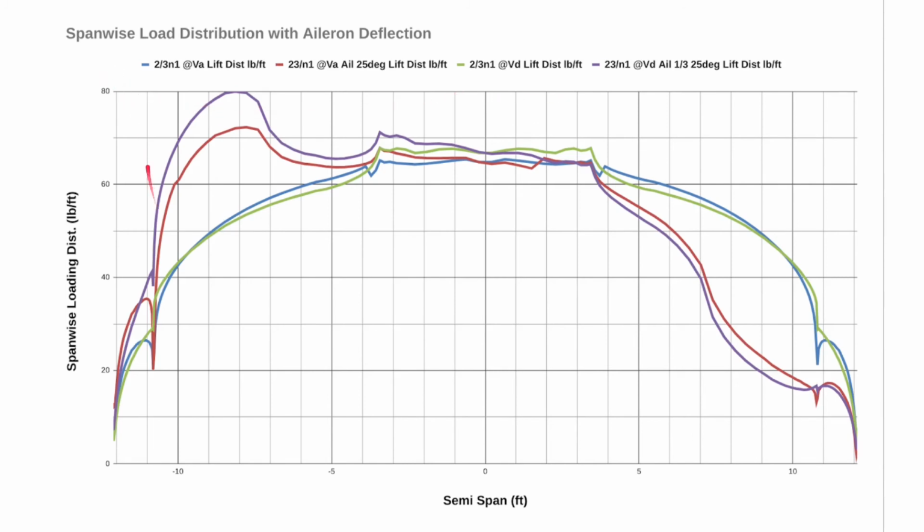So that condition A is still going to be more than just about all of this. So what we're worried about here is not the spar loading, but the loading that we're going to have on our ailerons. Now, just for comparison purposes, I put these green and blue lines in here with the ailerons not deflected. So at 2/3 of our A condition and 2/3 of our D condition. So that's these two here. And then these other two are with the ailerons deflected.